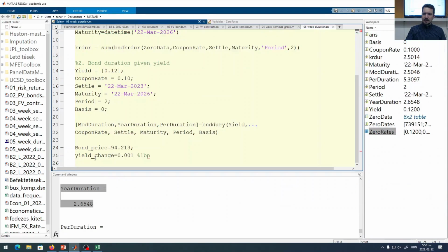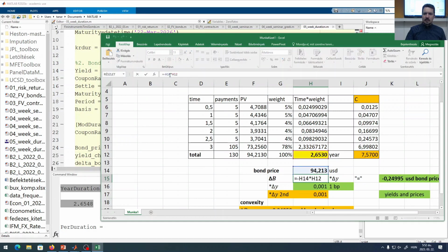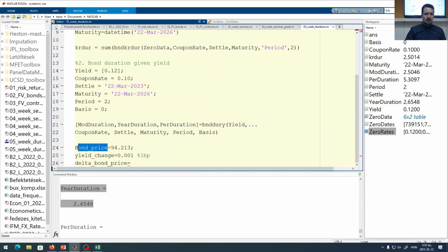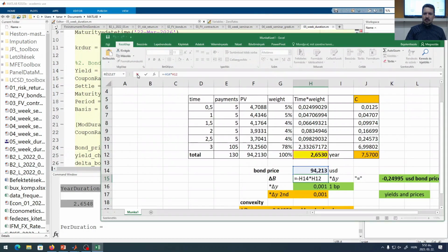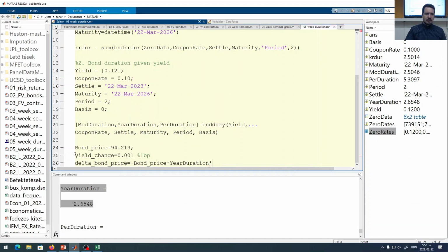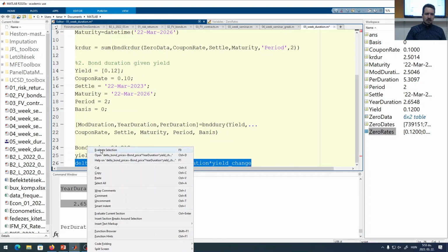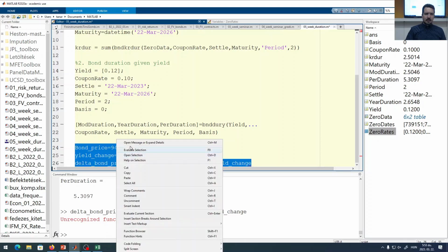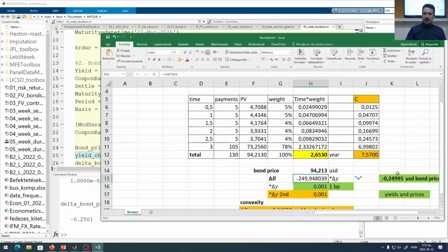And then delta bond price will be, we have to take these numbers, so bond price multiplied by the year duration and after that multiplied by the year change. Yeah. And this is what we have here.